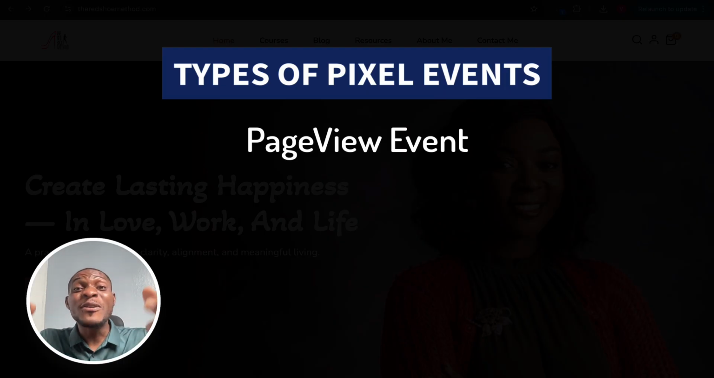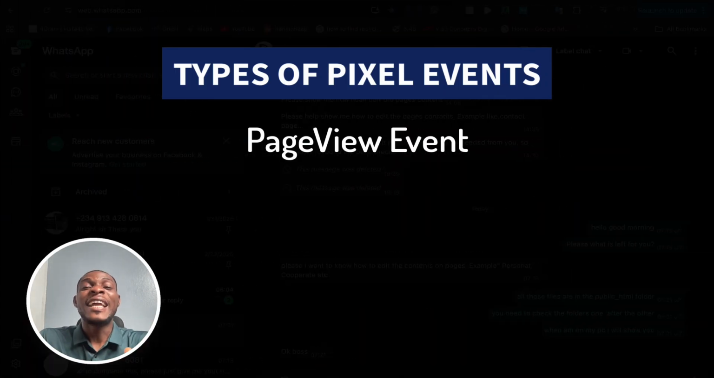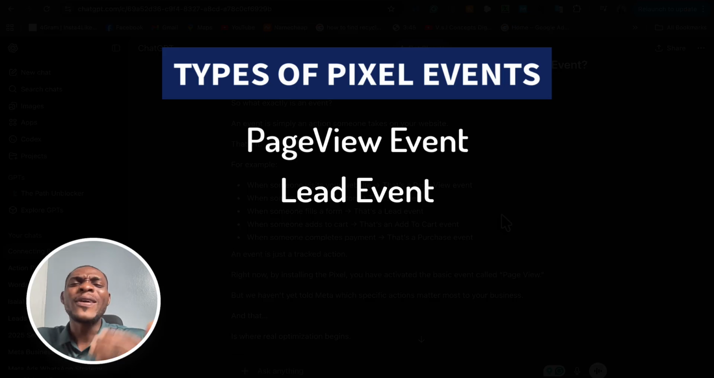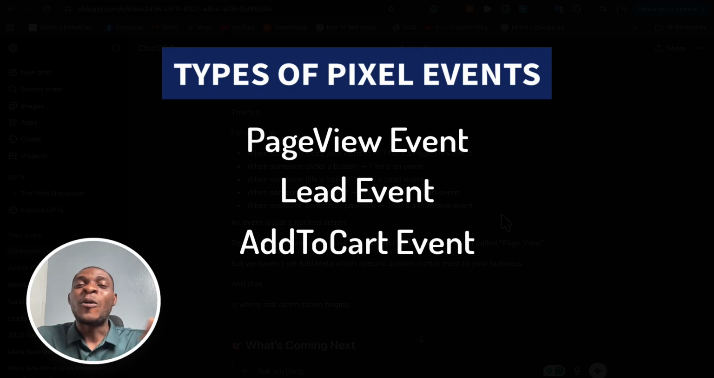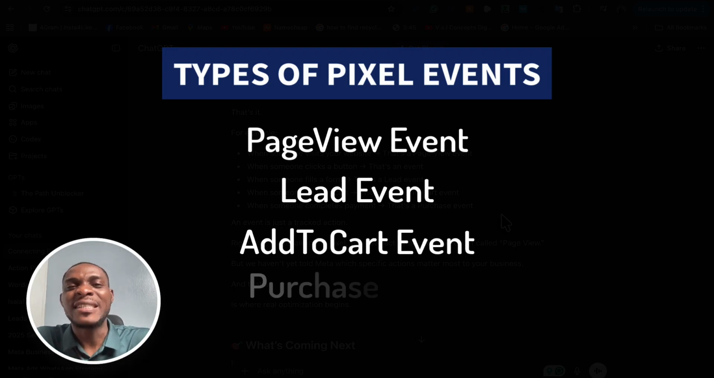When someone fills a form on your website and submits that form, it is tagged as a what? A lead event. Now, when someone adds a product to cart on your website, it's tagged as a what? An add to cart event. And when someone completes a payment on your website, then it's tagged as a purchase event.